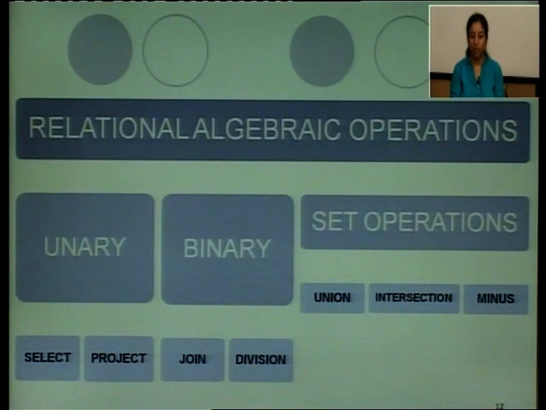Next are relational algebraic operations. These operations include the unary and the binary operations and the set operations. The unary and binary operations include select, project, join and division operations, and the set operations include union, intersection and minus operation.